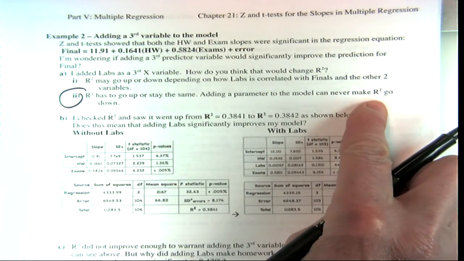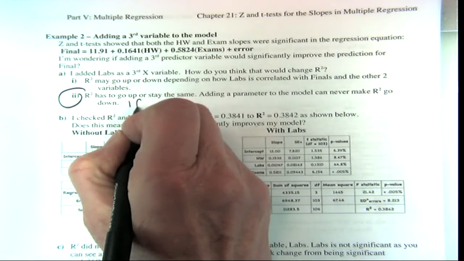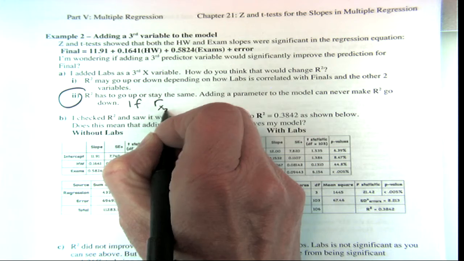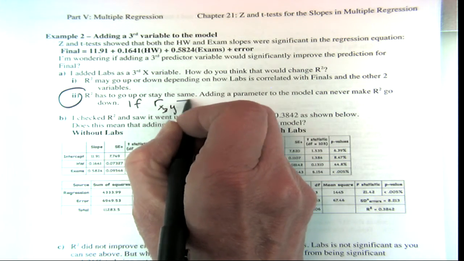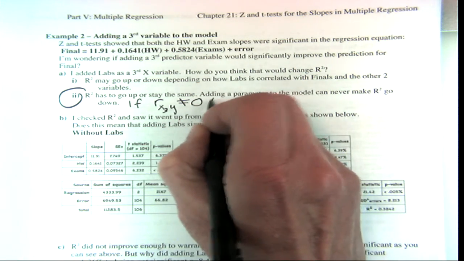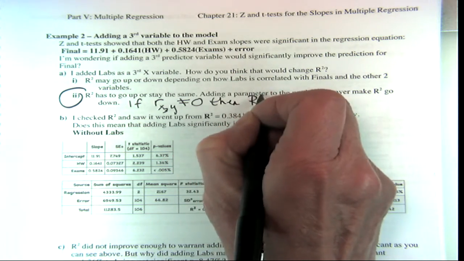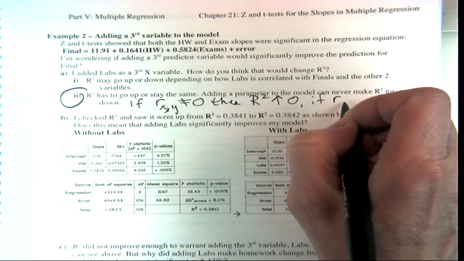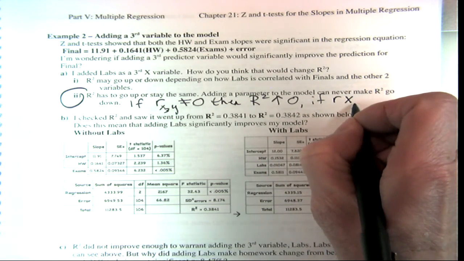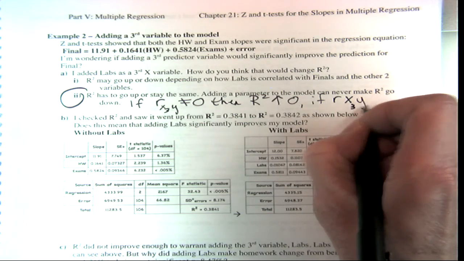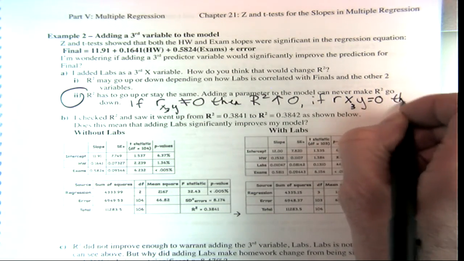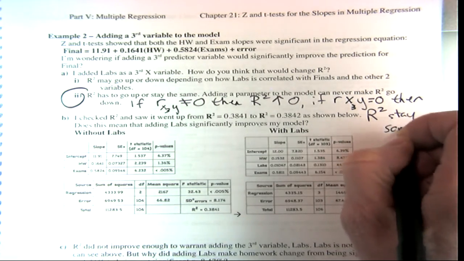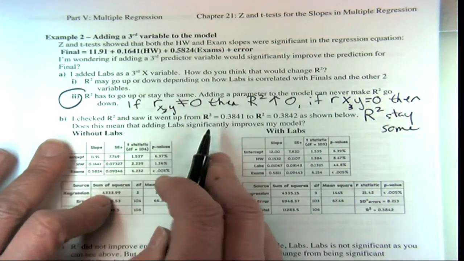Adding a parameter can never make it go down. Because why? If R between, let's say the third parameter, the third variable, and Y is not equal to 0, then R squared, by definition, has to go up. And if R is 0, then R squared will stay the same.